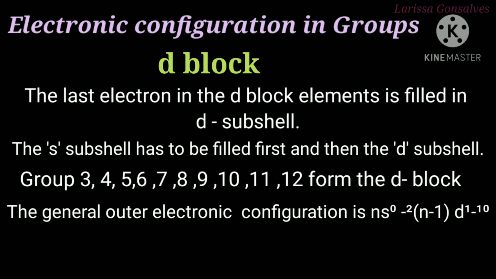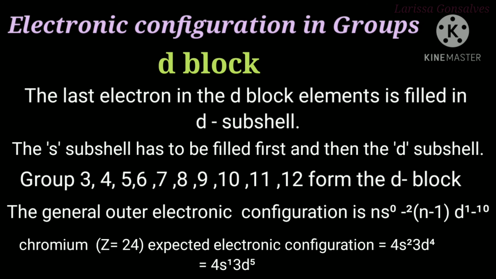We have already discussed that any orbital with half filled or completely filled electrons is considered to be stable. Similarly, in case of chromium, where the atomic number is 24, we get the electronic configuration as 4s2 3d4, but then we make it stable by transferring one electron from S to D, and hence the electronic configuration becomes 4s1 3d5. So S becomes half filled and D also becomes half filled with 5 electrons, and hence it becomes stable.